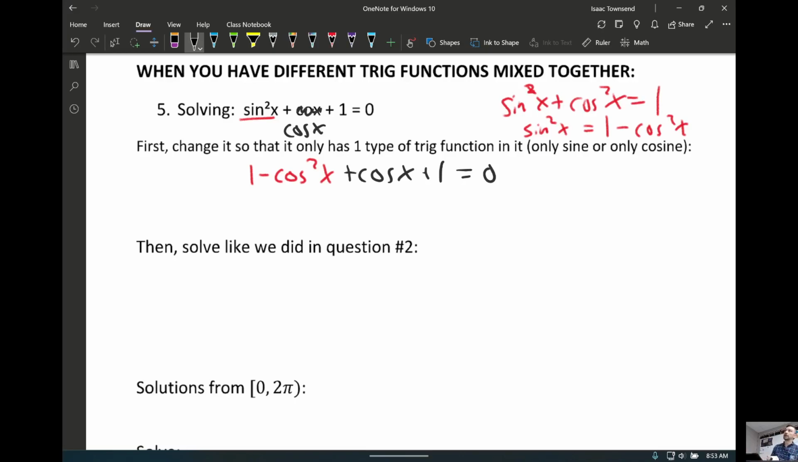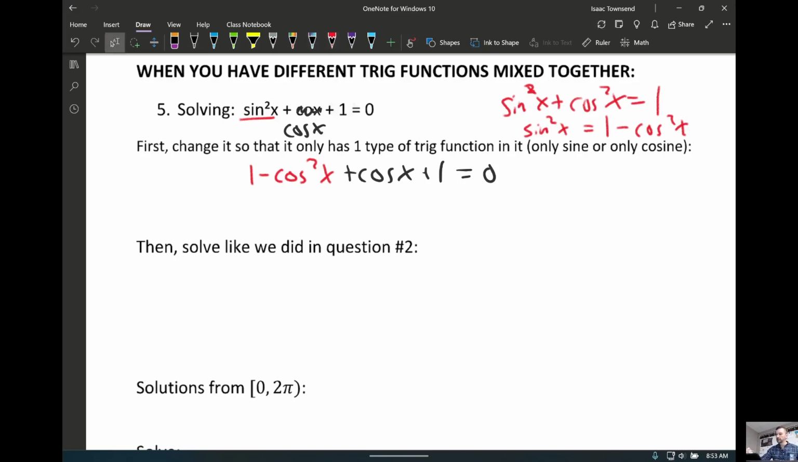So I underlined sine squared in red, and I replaced it with what it's equal to in red. You need to understand why that's better. It's a problem when you've got sines and cosines in the same question. You want to replace one of them so it's all sines or all cosines. Now that it's all cosines, we can solve it like any of the other quadratics.